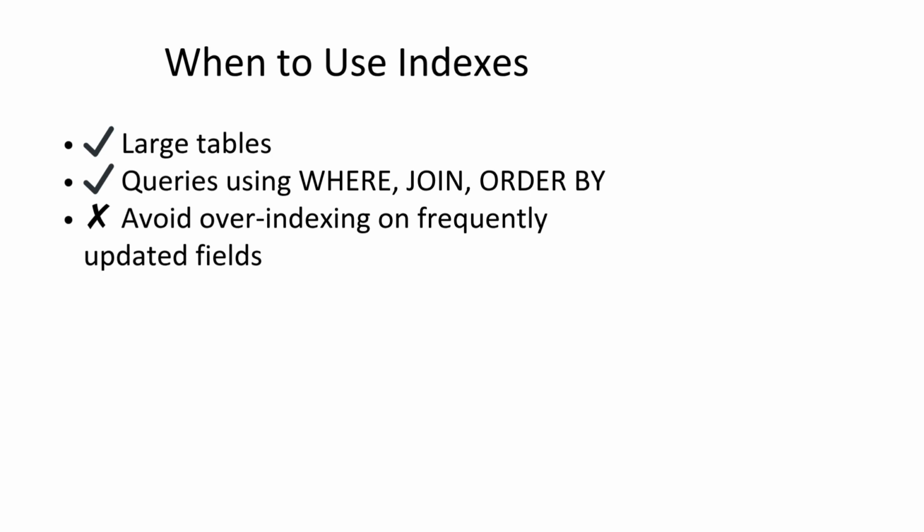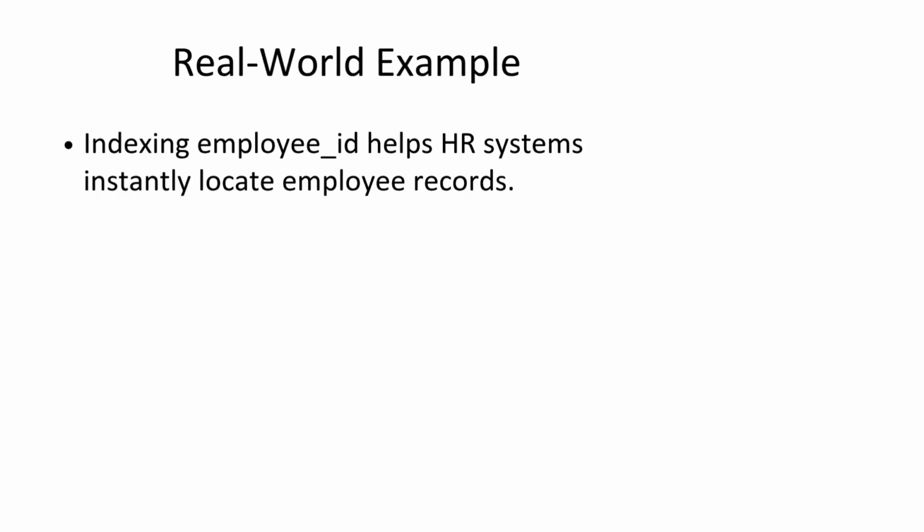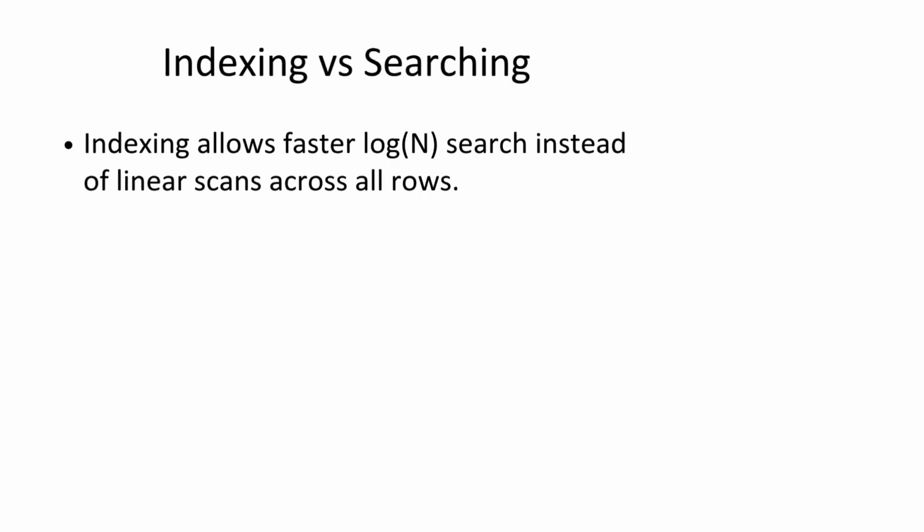When to use indexes? Use indexes when tables are large and queries use where, join, order by, group by. Avoid indexing columns that change frequently or have many duplicate values. Real world examples. In an employee database, indexing the employee ID column allows the HR system to quickly fetch details without scanning the entire employee table.